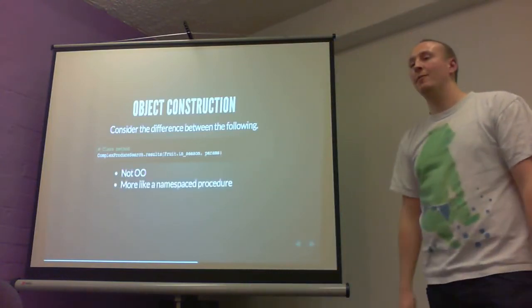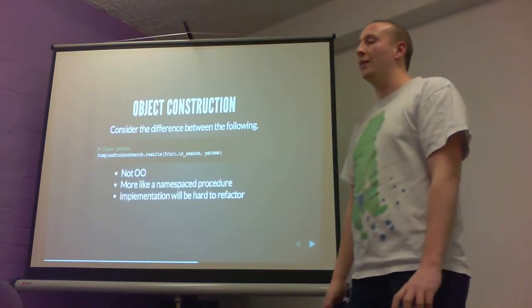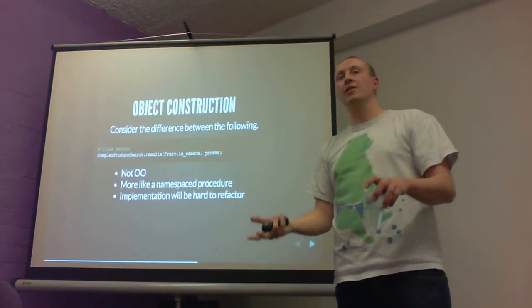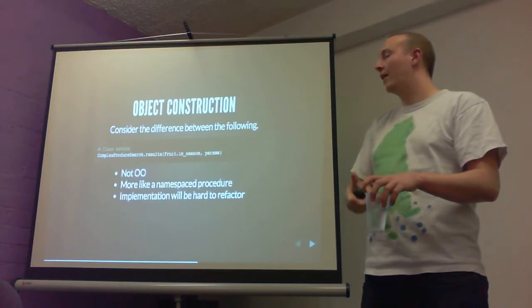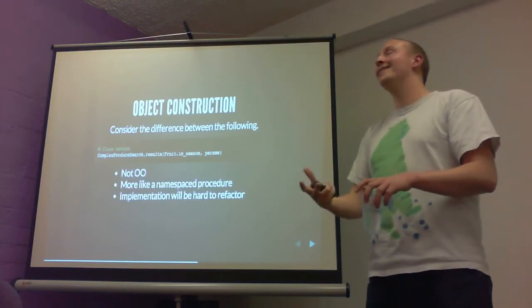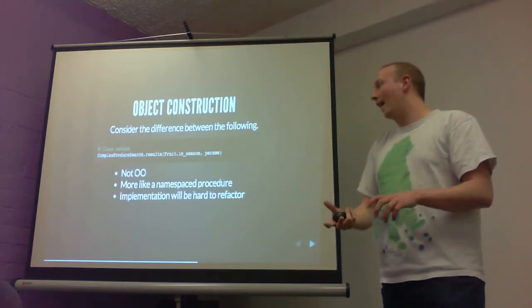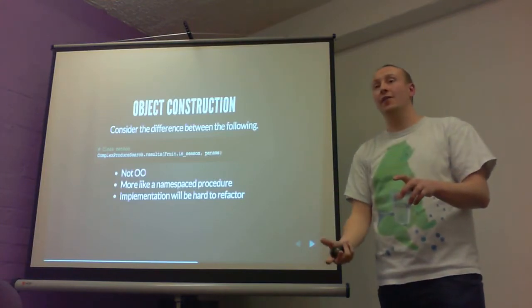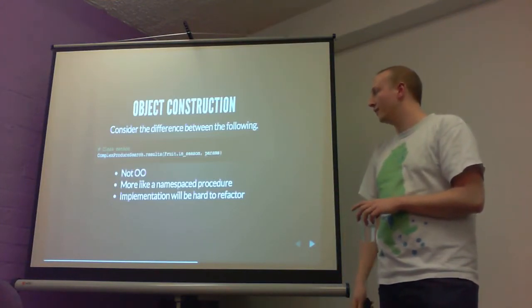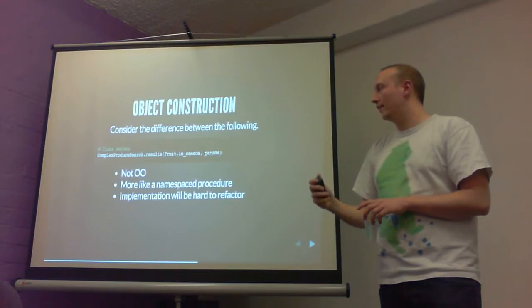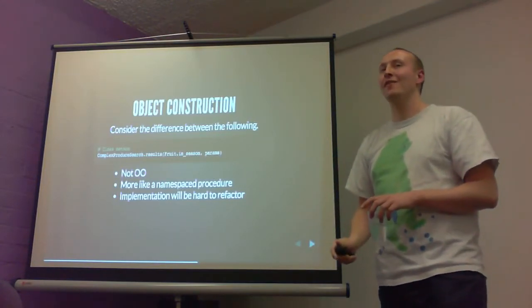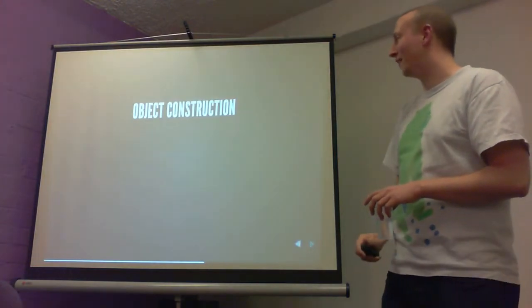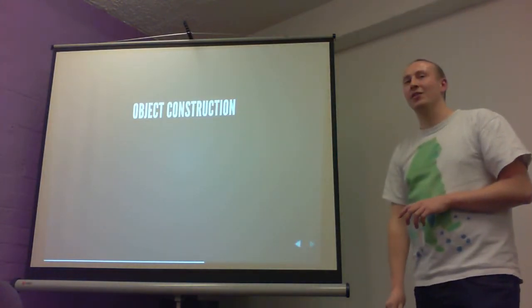It's more like a namespace procedure, and the implementation will actually be quite hard to refactor because at the class level we don't have instance variables, and you just end up passing around all the values, and it ends up looking very procedural. I pretty much never write a class method ever. For me, the only class method is new. That's the only one I like. I think that's a good thing to stick to.